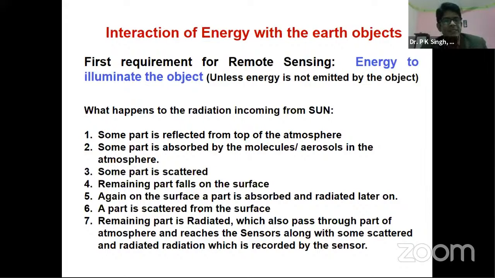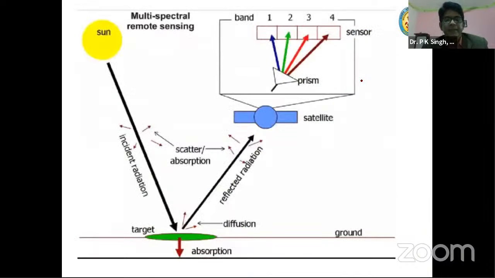When it comes to the surface, you are interested in seeing the different objects on the Earth's surface, or different parts of the Earth's surface. Then when it reaches the surface, the remaining part is radiated, which also passes through part of the atmosphere. After this absorption and scattering, that is transmitted to the Earth's surface in the form of some radiation. When it reaches the Earth's surface, again some part is absorbed and some part is reflected, or radiated. This part is recorded by the sensor. Look here, the same thing I have shown in this image.